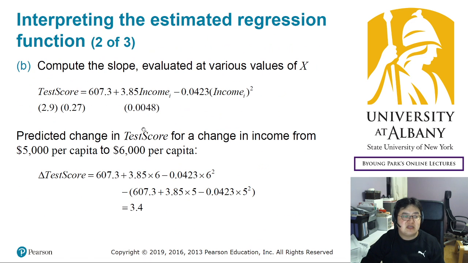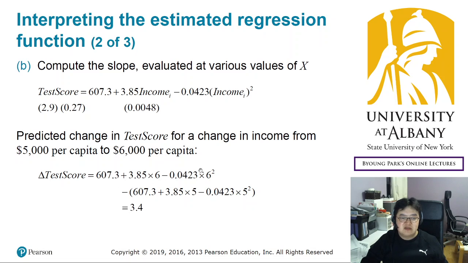So in this example, I specified two numbers. Specifically, we'll consider a change from 5,000 to 6,000. Then you can predict the test score at 5,000 and predict the test score at 6,000 and take their difference. That is done here, right?